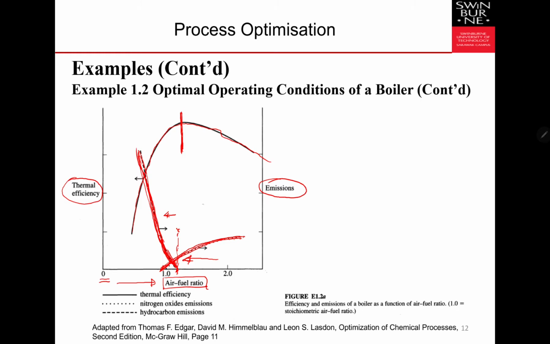Okay, so that means somehow the best operating condition should lie within this region in here. Okay, so where we don't have too low a thermal efficiency, but at the same time we don't have very high hydrocarbon emissions, and also the nitrogen oxide emission is basically lowered. Okay, so that's what you need to consider.